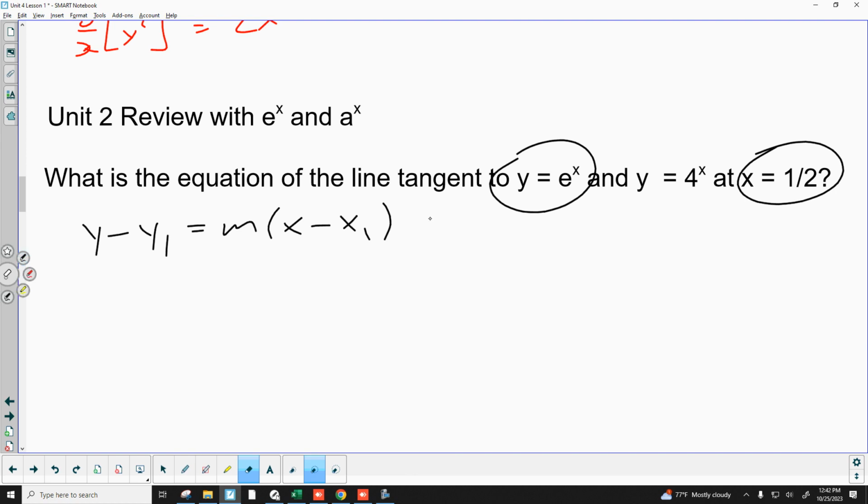We know x is given to us. Now, we know y's come from y equals equations, and m's come from y prime equations. So, could you tell me what would go here and what would go here if we're talking about y equals e to the x at a half? Tell your neighbors. No, we're not looking at 4 to the x right now. Don't look at 4 to the x. I'm just looking at e to the x. I want its y coordinate and its slope at a half.